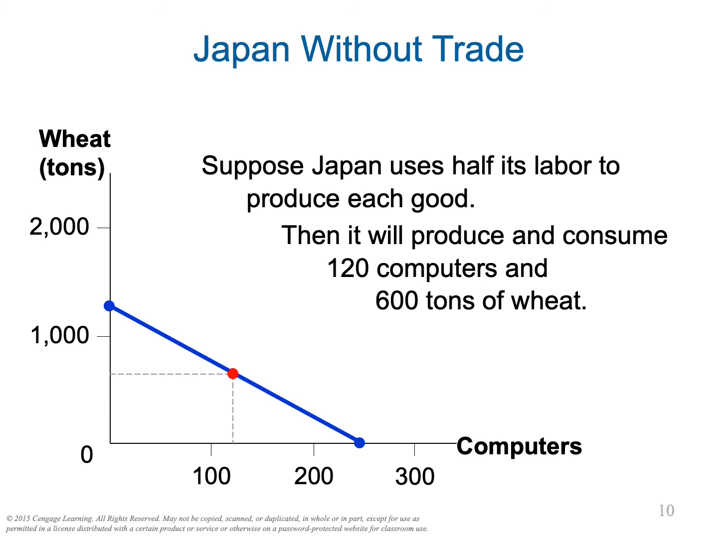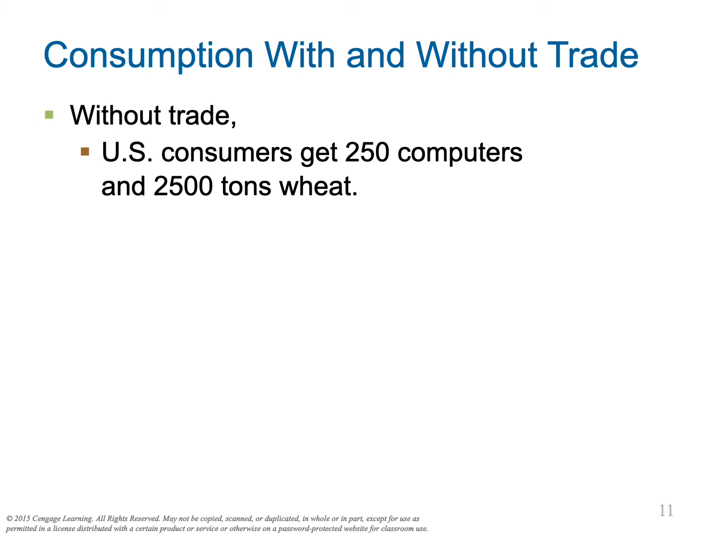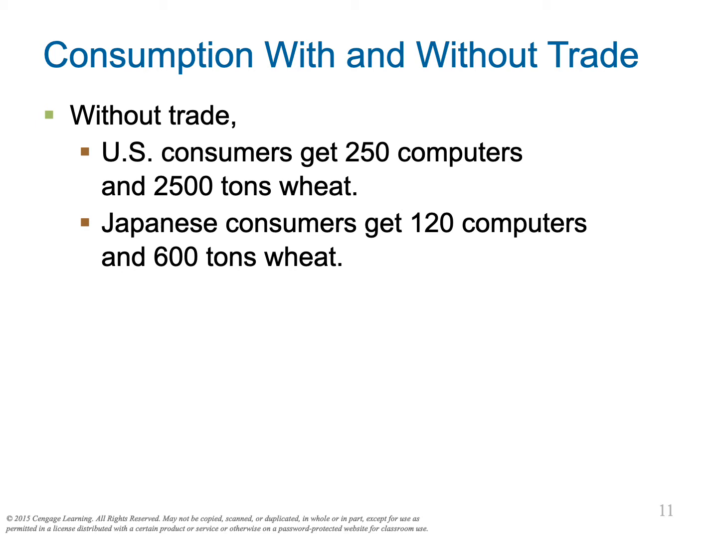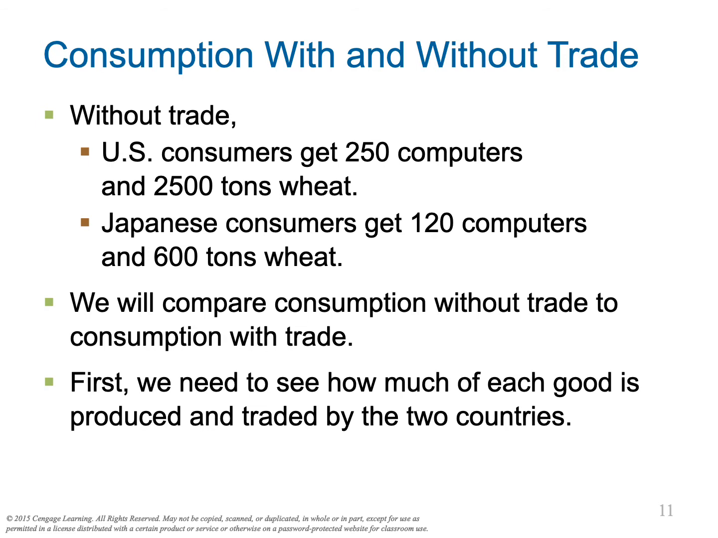So consumption with and without trade. Without trade, this is what U.S. consumers get, 250 computers and 2,500 tons of wheat. And Japanese consumers get 120 computers and 600 tons of wheat. We're going to compare this situation without trade to a situation where they're able to trade with one another. But first, before we get there, we need to see how much of each good is produced and traded by the two countries.